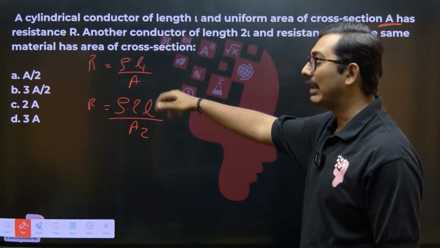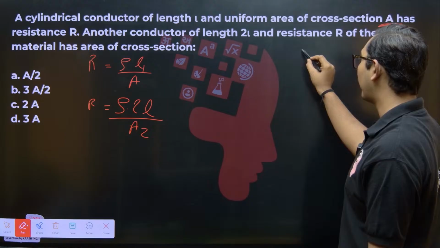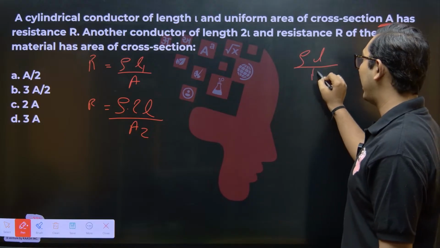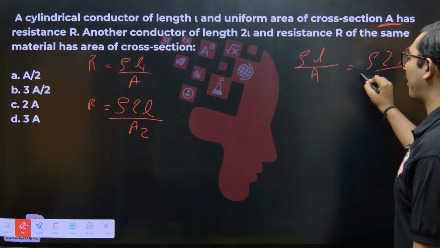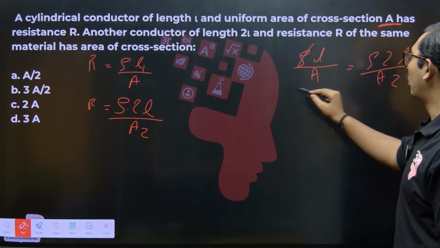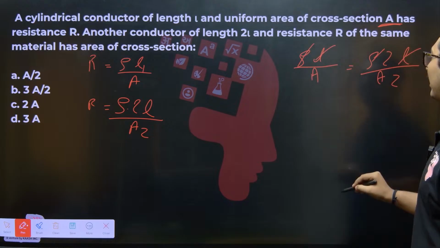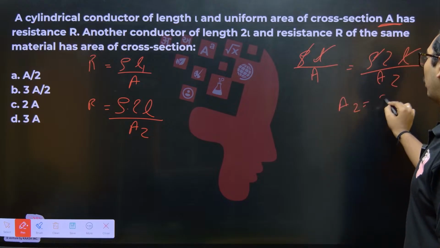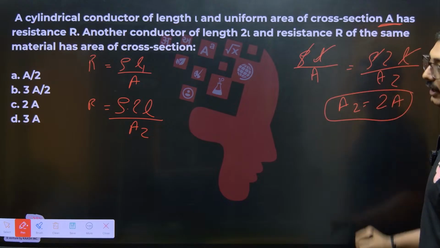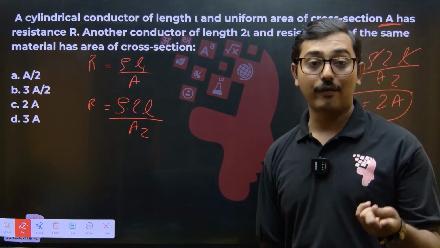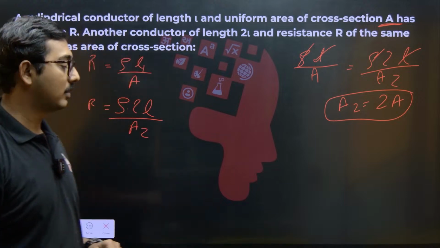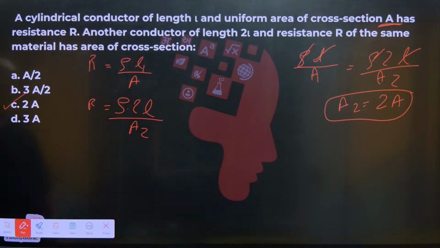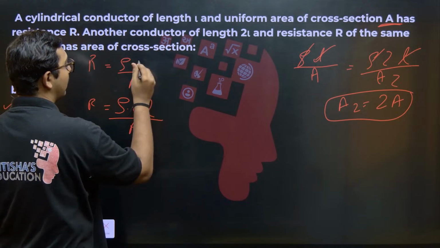Now, if we equate these equations, what will we get? Rho L by A is equal to rho 2L upon A2. So rho gets cancelled out, L gets cancelled out. A2 will be equal to 2 times capital A. So our new area of cross section should be double the cross section of the original one.